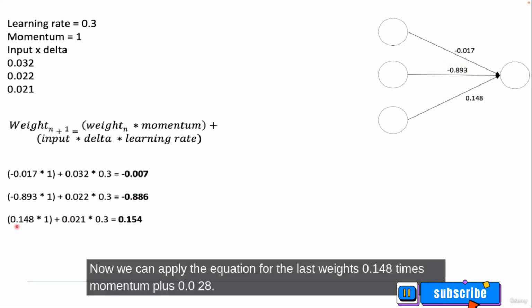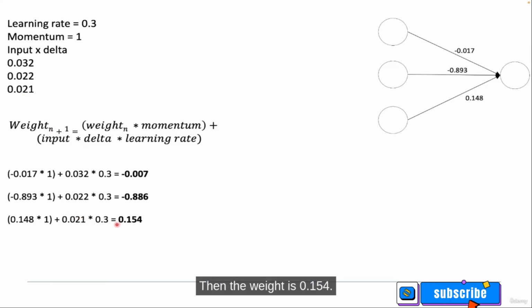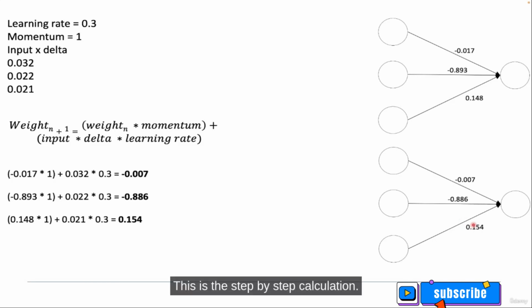Now we can apply the equation for the last weight. 0.148 times momentum plus 0.028. This is the input times delta multiplied by the learning rate. The new weight is 0.154. So we just changed the weights from the hidden layer to the output layer. This is the step-by-step calculation.